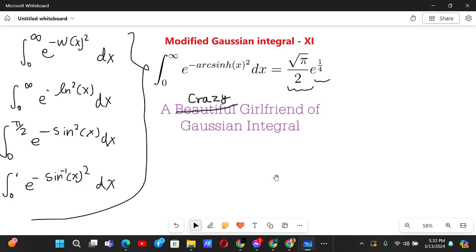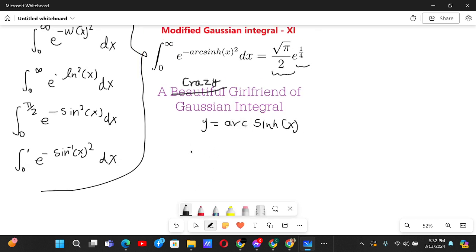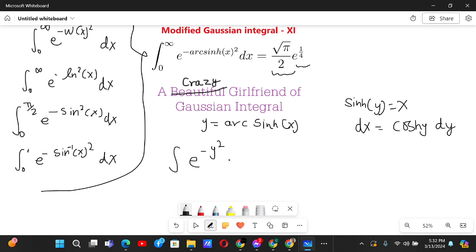Of course you might say the first thing we want to do is make a u substitution, that is y equals arc sinh of x. For now let us just solve the indefinite integral, and later on we will substitute the limits. The integral of e to the power minus y squared, and we know that sinh of y equals x, so dx equals cosh of y dy.